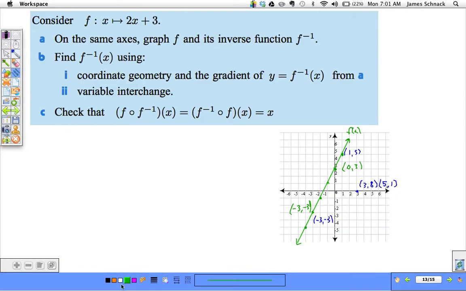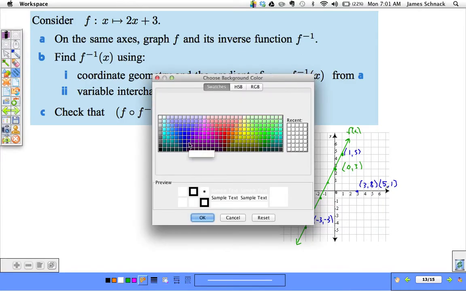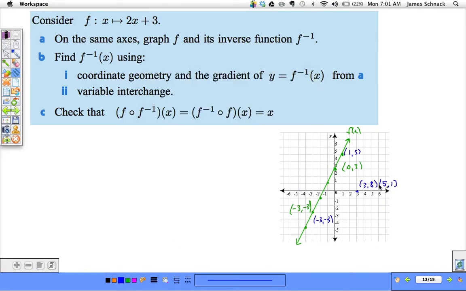And I've got enough points now that I can make this graph. All I really need are 2. I like to get a couple more just to make sure I'm not making any huge mistakes. On a graph like this, where we're graphing more than one thing, it's really important that we label our graph. So find f inverse using coordinate geometry and the gradient of f inverse from this graph.